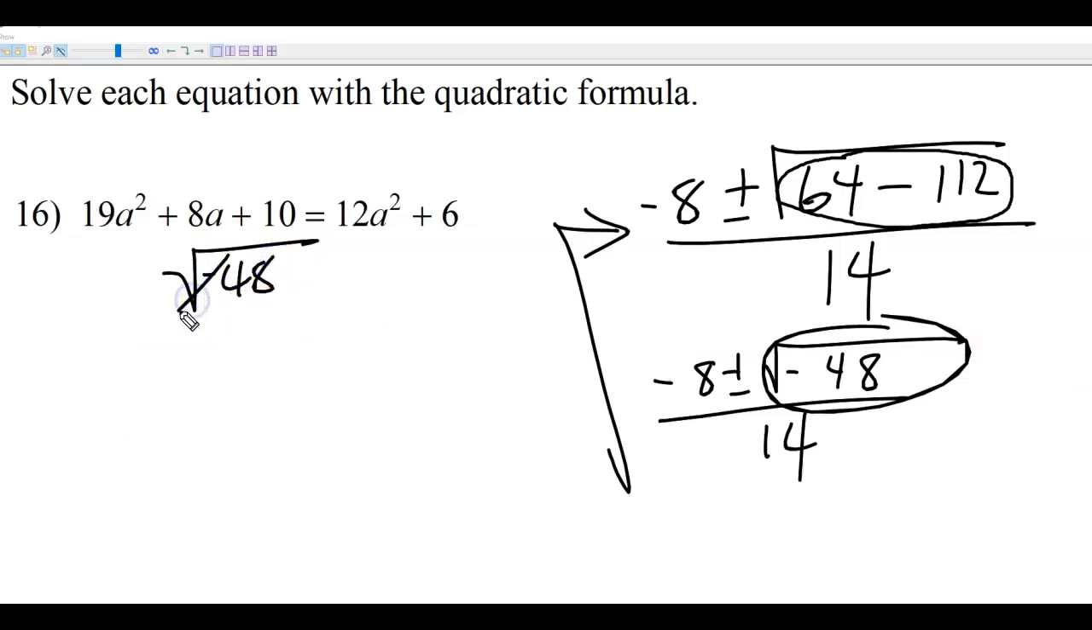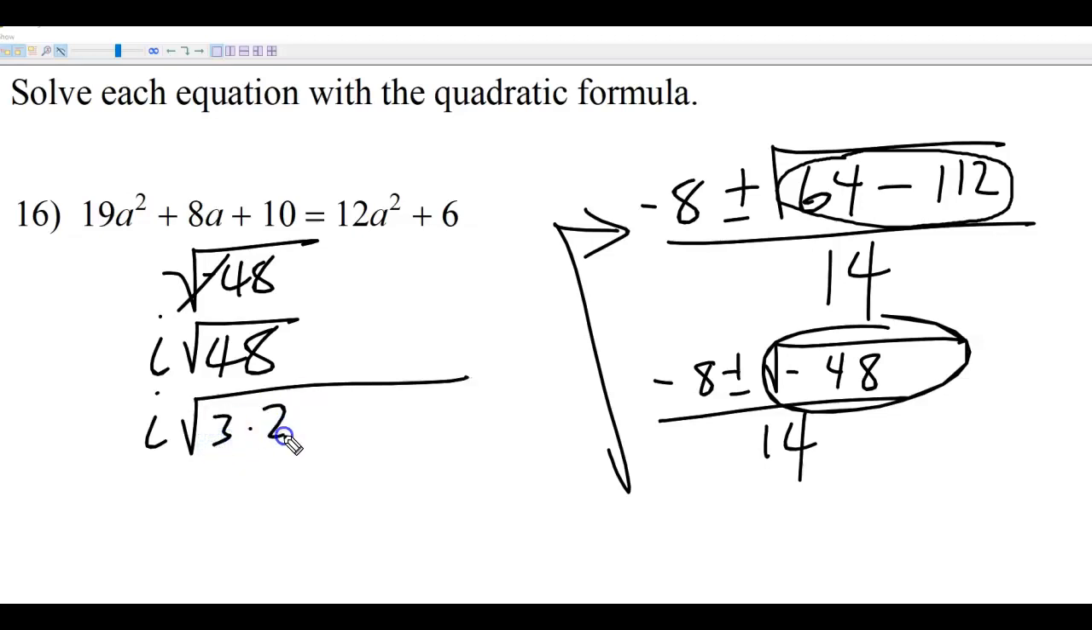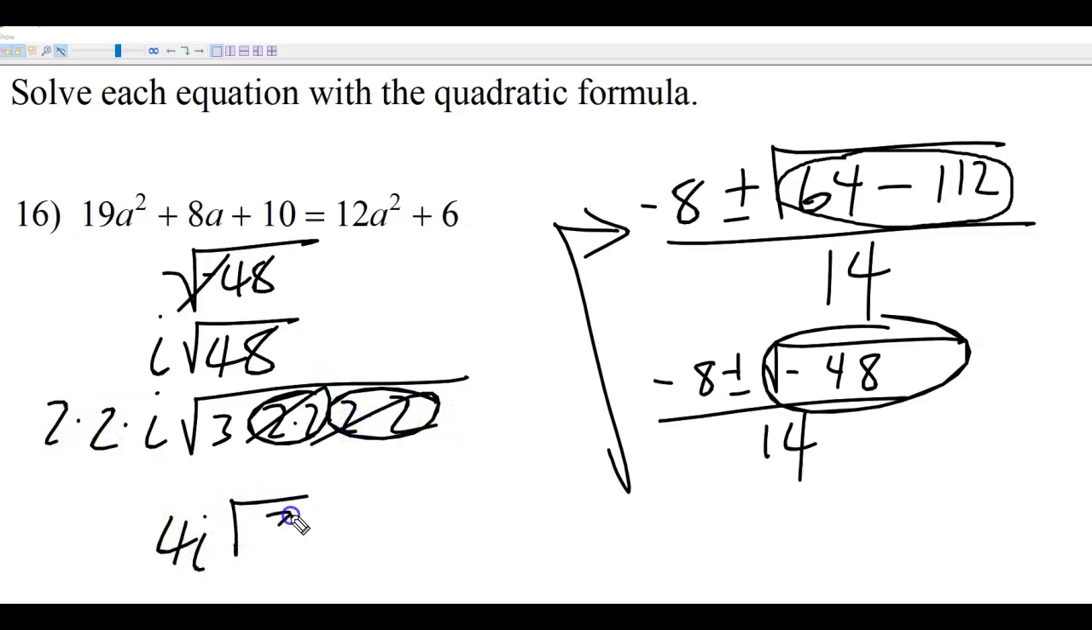So first of all, we take the negative out and we put an i in the front. The next thing we do is we break it down. Now 48 is 16 times 3, and 16 is 2 times 2 times 2 times 2. You can just do a factor tree like we've been doing on the other problems. That's so I could take out a 2, and I could take out another 2. Gives me a 4i radical 3. Okay, so that means this square root of -48, I'm going to replace that with 4i root 3.